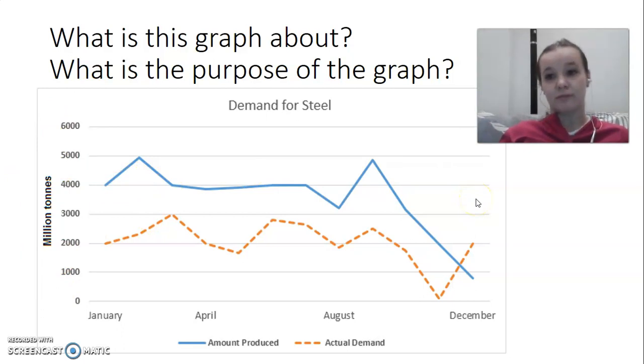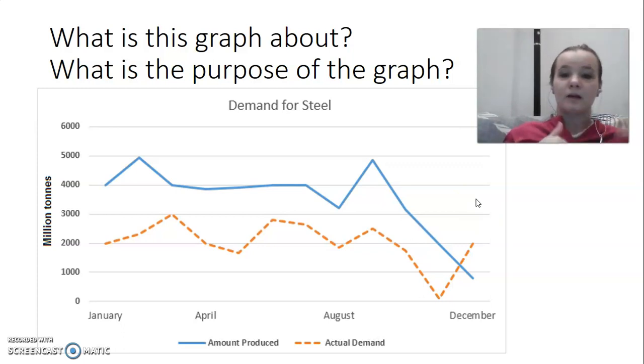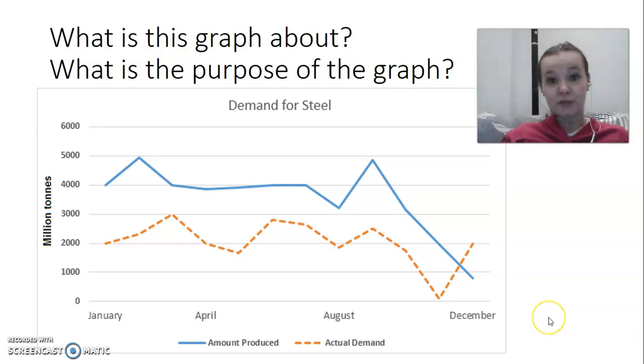What is the purpose of this graph? Well, because there are two lines, it means that this graph compares. So the purpose is to compare the amount of steel produced and the actual demand for steel throughout the year, some year, we don't know which year it is. Probably it's the average of several years. All right, so that's the purpose of this graph, to compare. Let's move on further.